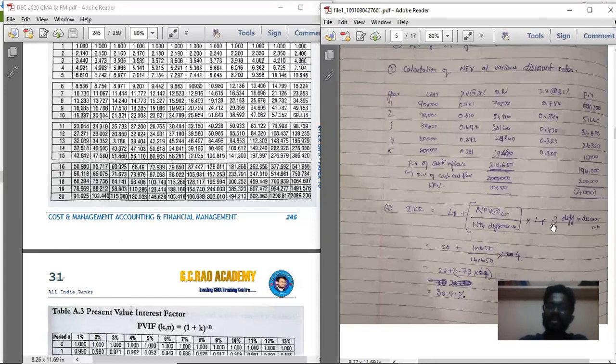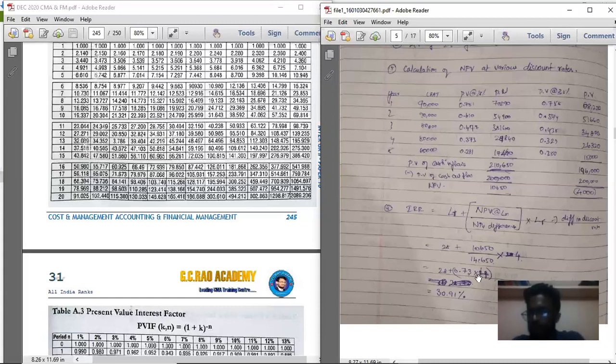DR is nothing but difference in rates. So 32 minus 28, you are getting 4. So into 4. Now solve it. 28 plus 10,650 divided by 14,650. You are getting 0.726. That is 0.73. So within bracket 0.73 into 4, you are getting 2.92.